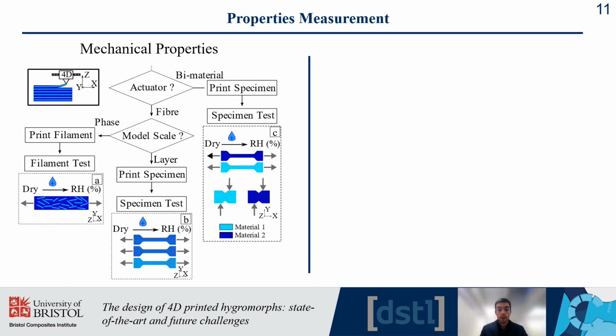So if we are talking about modeling, we must talk about how to measure the properties. So in the paper, we discuss different ways of measuring the properties. We present different decision trees in order to know which property to measure depending on the structures that you are considering and the scale of modeling that you're considering.